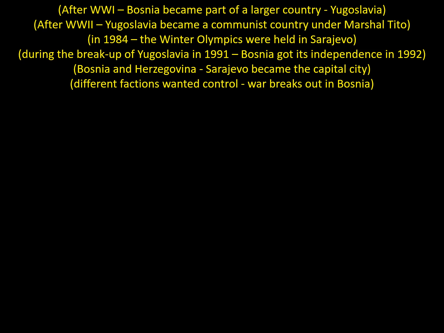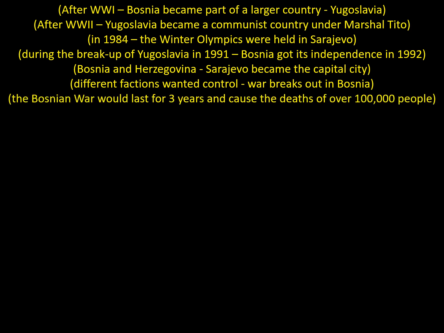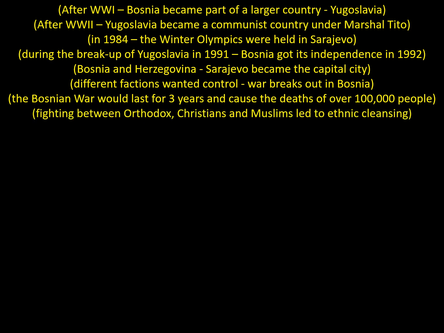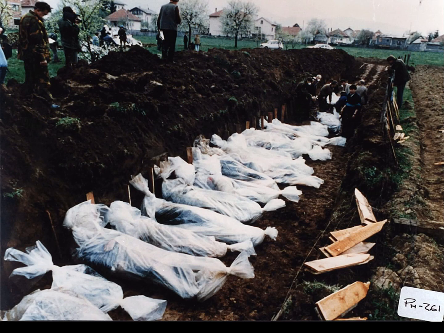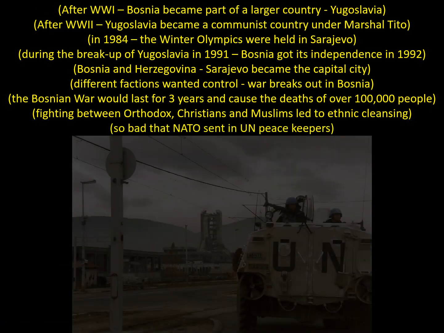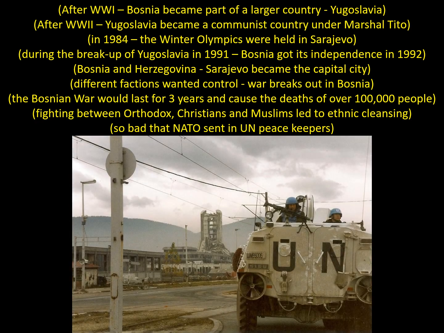Different factions wanted control, and unfortunately, a civil war breaks out in Bosnia. The Bosnian War would last for 3 years and cause the deaths of over 100,000 people. There was fighting between the Orthodox Christians and Muslims, which led to ethnic cleansing, which was another word for genocide. There were wholesale massacres of civilians committed by both sides, and their bodies were buried in mass graves. It was so bad that NATO sent in UN peacekeepers.